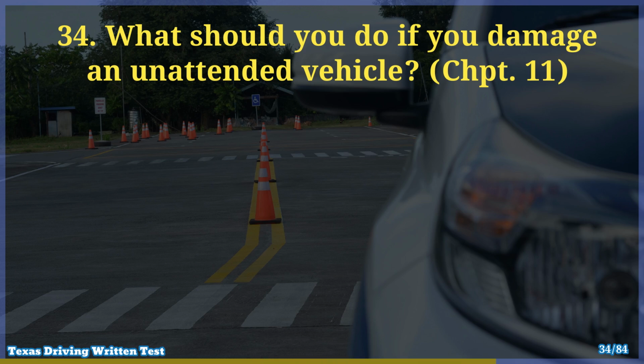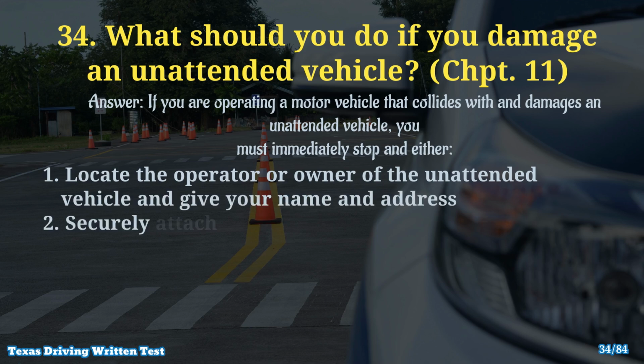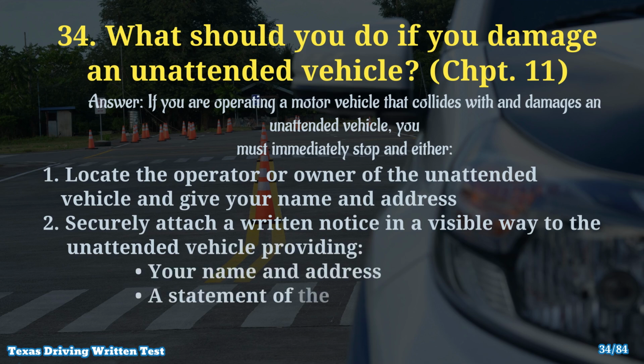34. What should you do if you damage an unattended vehicle? Answer is, if you are operating a motor vehicle that collides with and damages an unattended vehicle, you must immediately stop and either 1. Locate the operator or owner of the unattended vehicle and give your name and address. 2. Securely attach a written notice in a visible way to the unattended vehicle providing your name and address, and a statement of the circumstances of the collision.